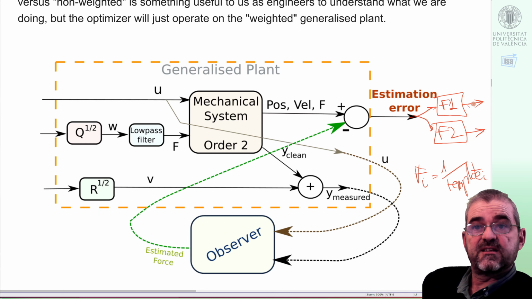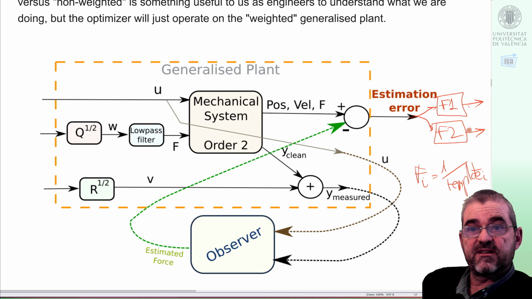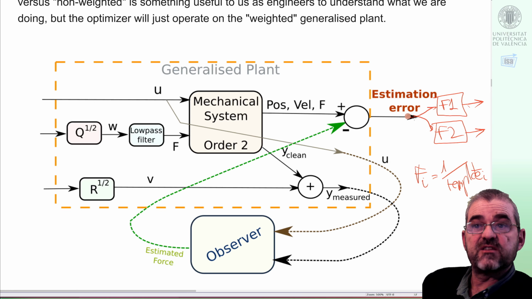So if this signal is below 1, then it means that this signal divided by template 1 is below 1, so this signal is below the maximum defined by template 1. And again, if f2 is the inverse of template 2, then this signal will be below the maximum defined by template 2. And this signal is the estimation error, so for sure, if both these things are below 1, then the estimation error will be below both templates.